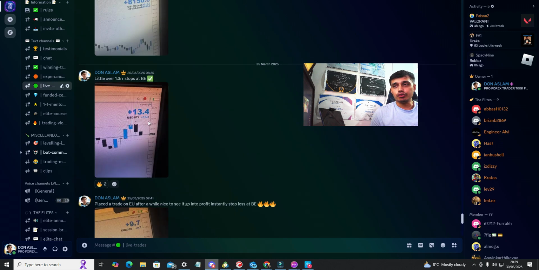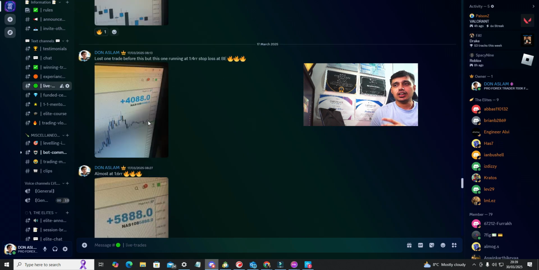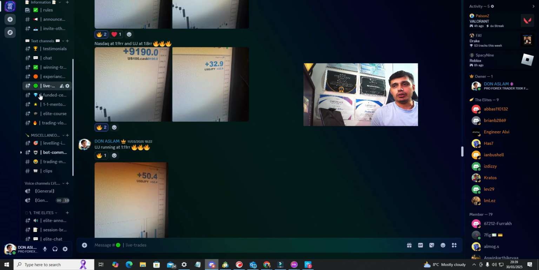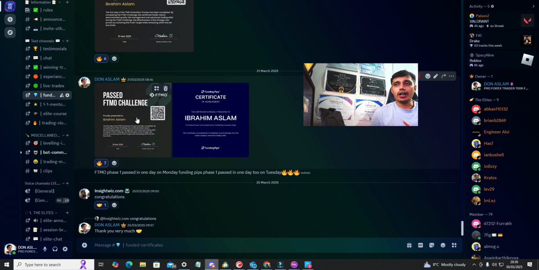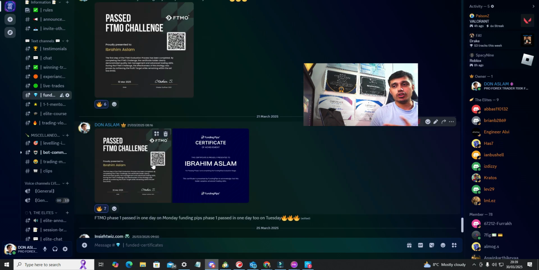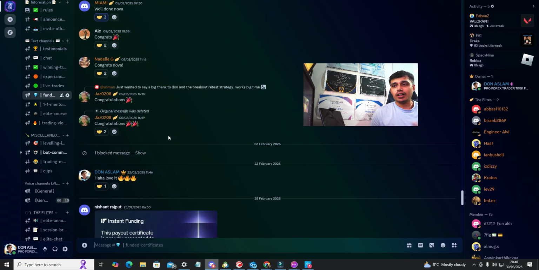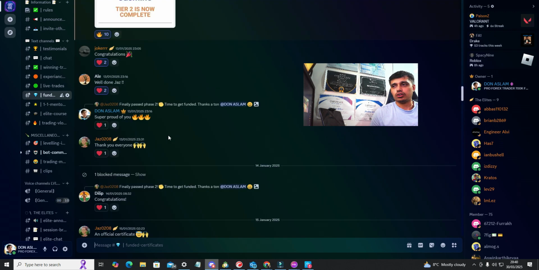If you come into the live trades, you can see how many trades I take in a day, right? And pretty much the highest quality setups. And this is why I'm able to pass prop firm challenges. This was FTMO passed on a Monday, Funding Pips passed on a Tuesday, both within 1 day. And it just goes on and on, right?